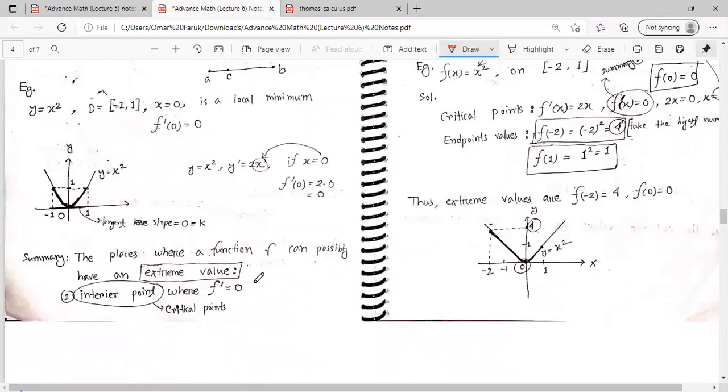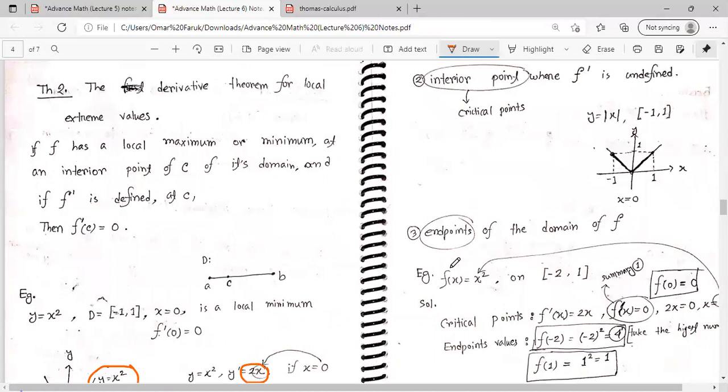To find a local extrema, we have to look at 3 kinds of points. Number one is an interior point where the derivative of the function is 0. For example, here is the function y is equal to x squared. If we differentiate this function, it will be 2x. So we write 2x is equal to 0, so x is 0. At this point there could be a potential global extrema.